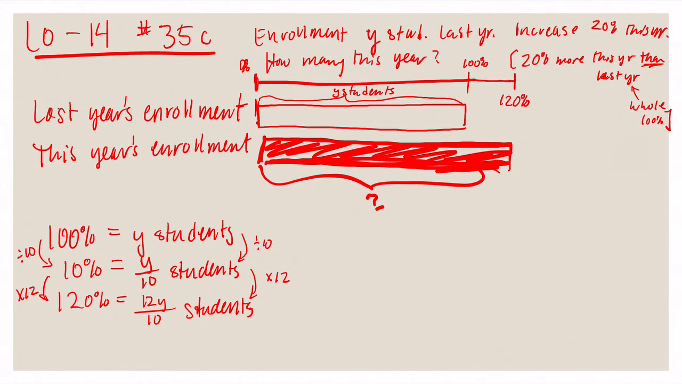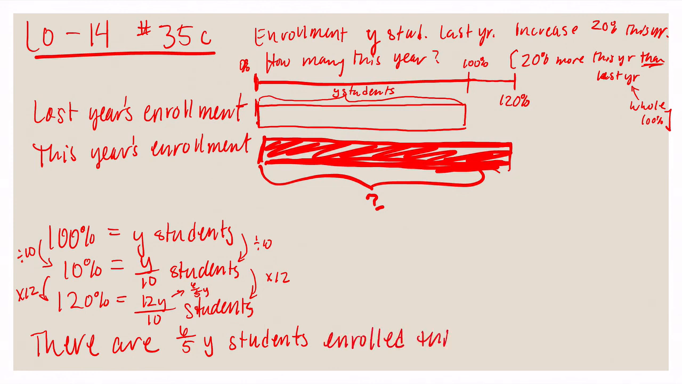Students. Okay, so we have our arithmetic, our answer, our bar model, let's go ahead and write it as a sentence. There are 12 over 10 Y. I just caught that, and that's probably a fraction that can be simplified. Let's do 6 over 5 Y. Simplified. So there's 6 over 5 Y students enrolled this year. Period. Okay, so let's check our work.